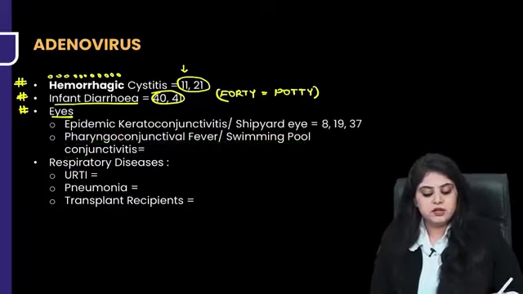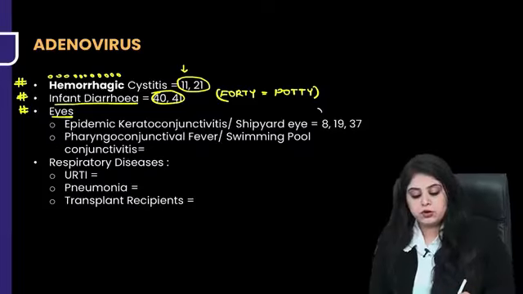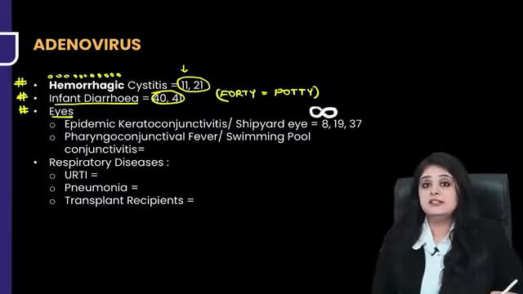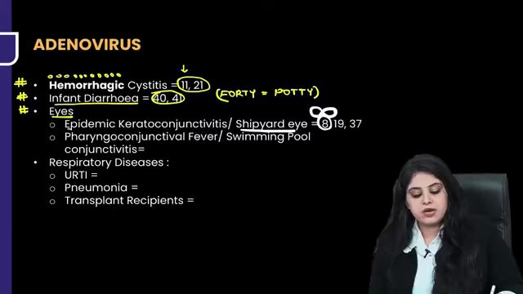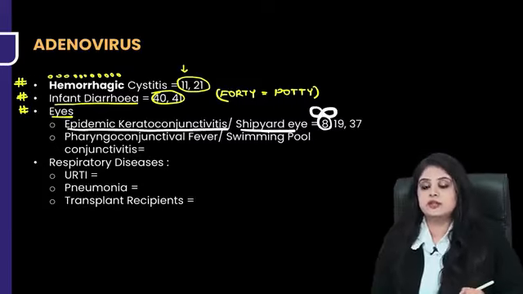How do you learn this? For the shipyard eye, one of the most common is 8. So if you write 8 like this, has it started looking like the eyes? Yes. So 8 is the one that is going to be affiliated with shipyard eye, or epidemic keratoconjunctivitis.